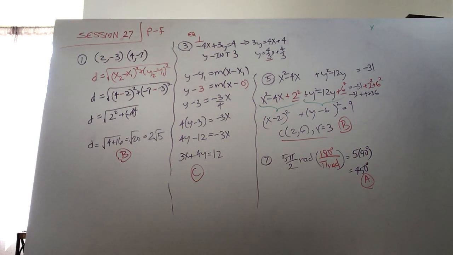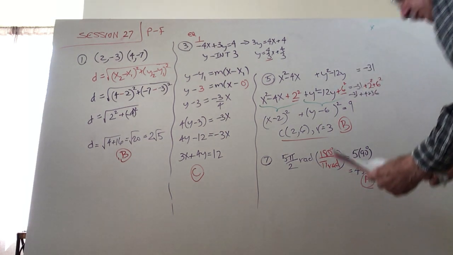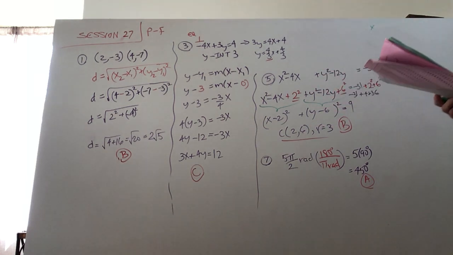Oh, this is session 27. We're looking at the pre-final, the odd numbered problems. First one asks to find the distance between the points (2, -3) and (4, -7). The first thing we do, of course, is to say, do we have a formula? And of course we do.